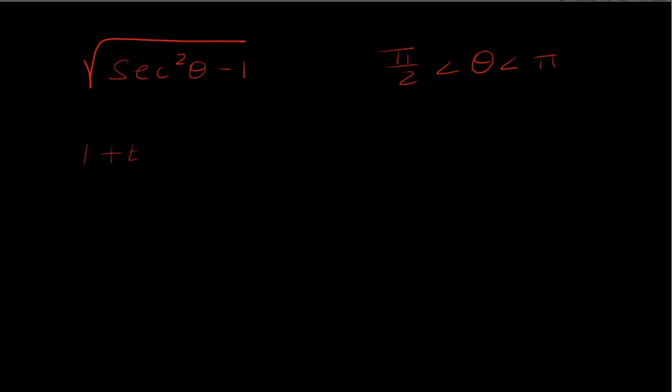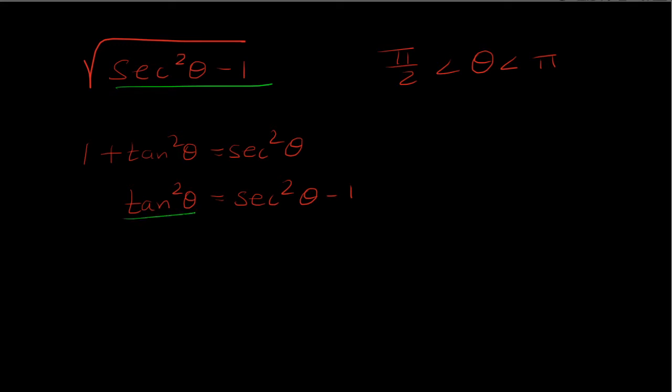I want to simplify the square root of secant squared minus 1, where theta is between pi over 2 and pi. So we know that 1 plus tangent squared is equal to secant squared. So if I subtract 1 from both sides, we get tangent squared is equal to secant squared minus 1. So we're going to replace secant squared minus 1 with tangent squared.